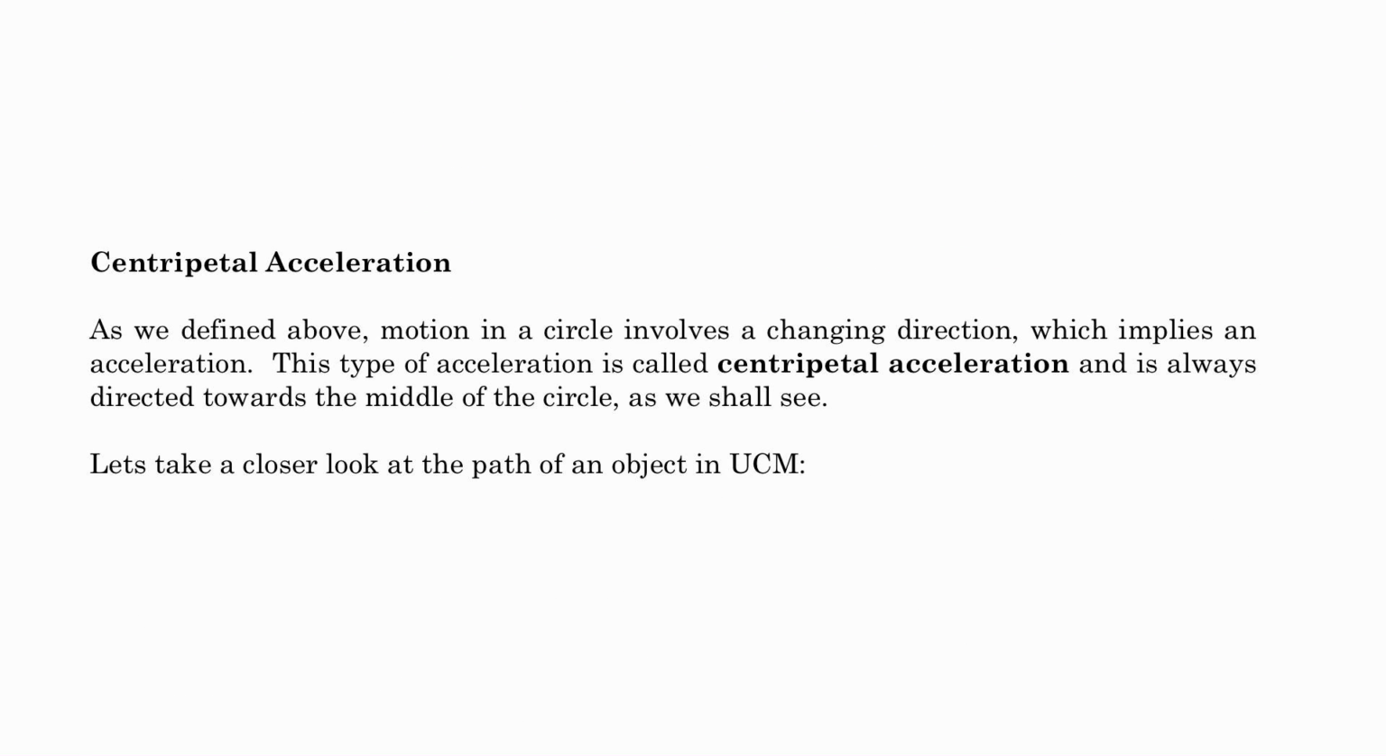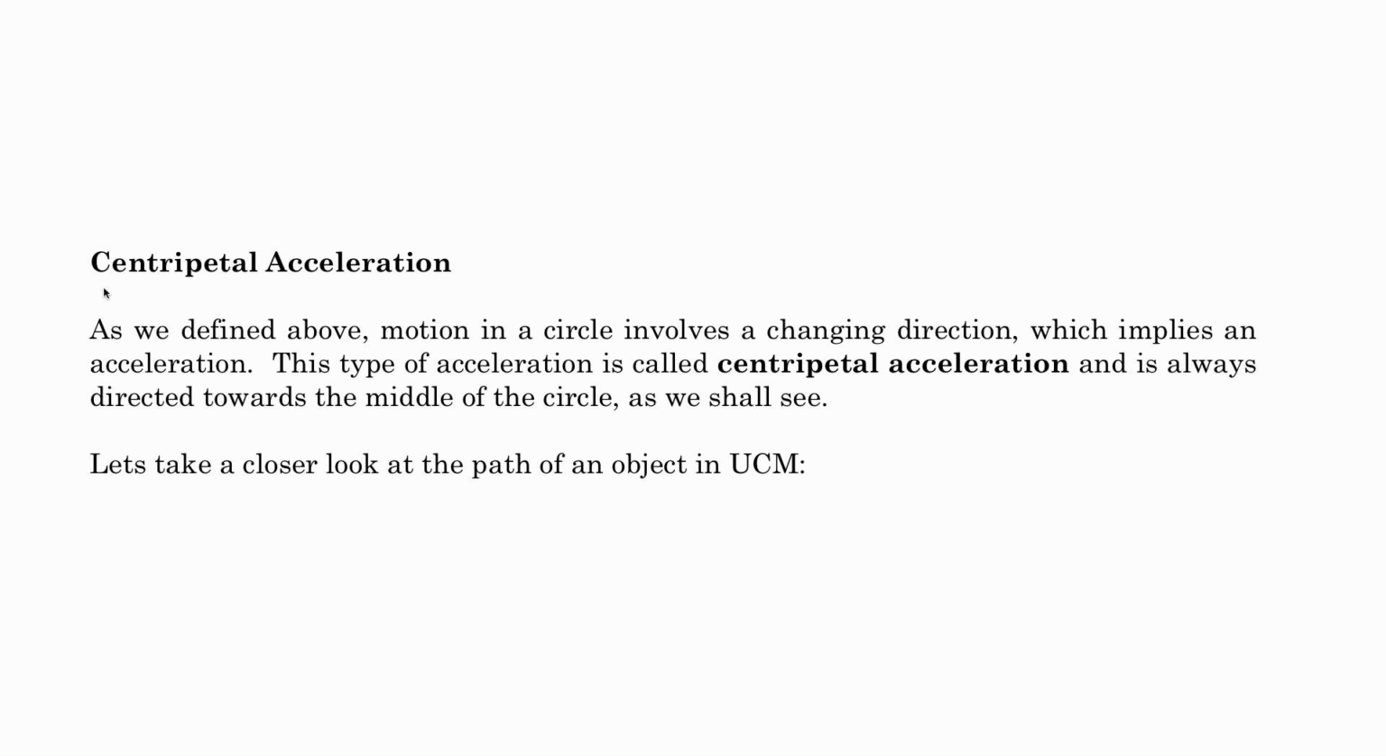So let's take a look at what we call centripetal acceleration. Because motion in a circle always involves some change in direction, we're going to call that centripetal acceleration. And as it turns out, it's always directed towards the middle of a circle. That's the reason the object moves in a circle: it's experiencing some acceleration that's always directed towards the center. And we're going to prove it by looking at a really close path of the object.